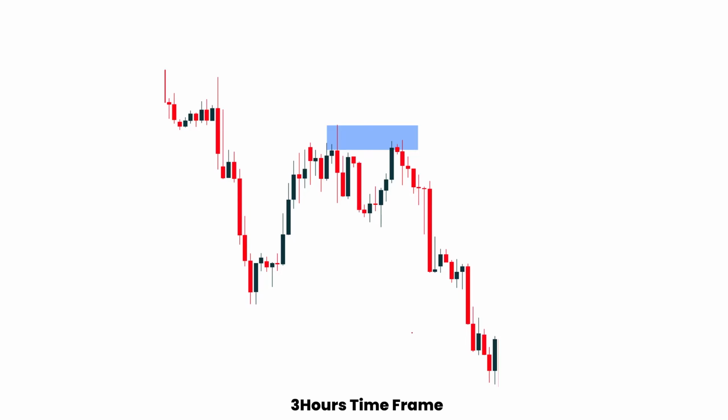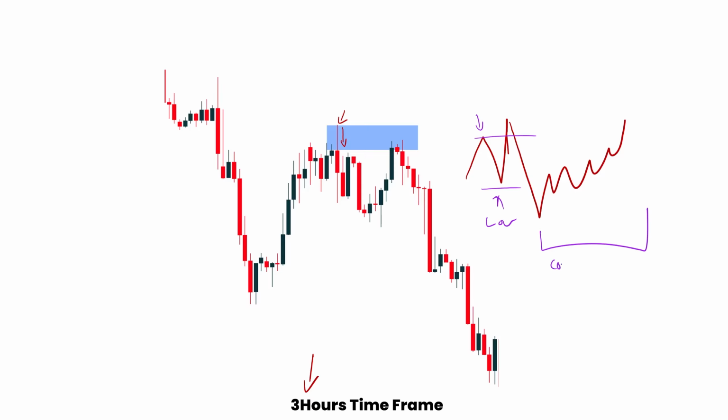If we look at this example here, we are still on the 3 hours again. Here we have the engulfed version of the rejection block. You can clearly see that this move is very strong. And then in the lower time frame, you have to spot something like this. You will see that the market broke this previous high and even broke this previous low. And then this will be your correction, or maybe a consolidation. Whatever you want to call it is fine, it's the same thing.